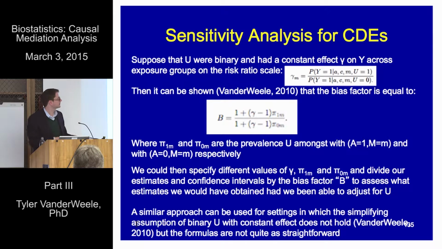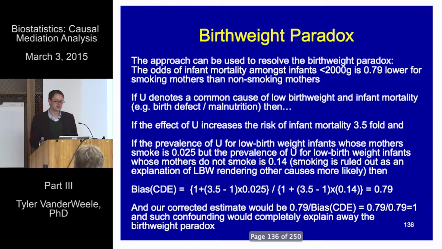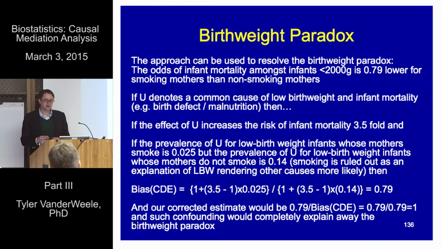It's not too difficult to think about that for the effect of U on Y, but it is a little tricky when we're specifying these prevalences for U amongst the exposed and the unexposed, conditional on having a specific value of m. So let's walk through an example, and as our example, let's return to that birth weight paradox.